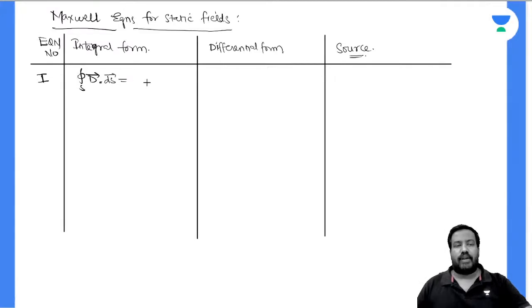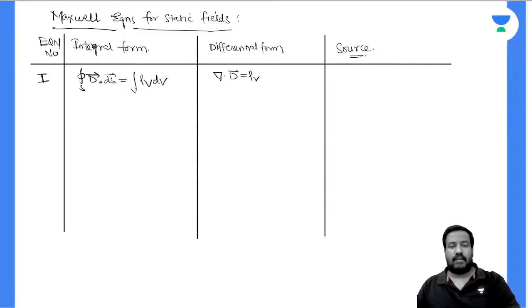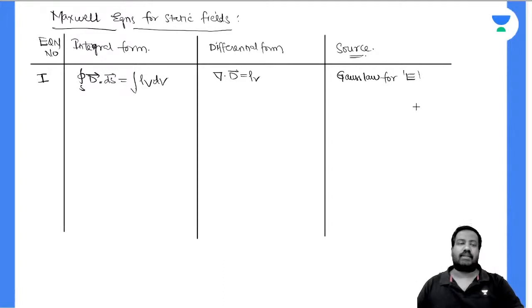Closed surface integral of D dot dS is equal to volume integral of rho v dv. Differential form: del dot D is equal to rho v. And the source is Gauss law for electrostatic fields.